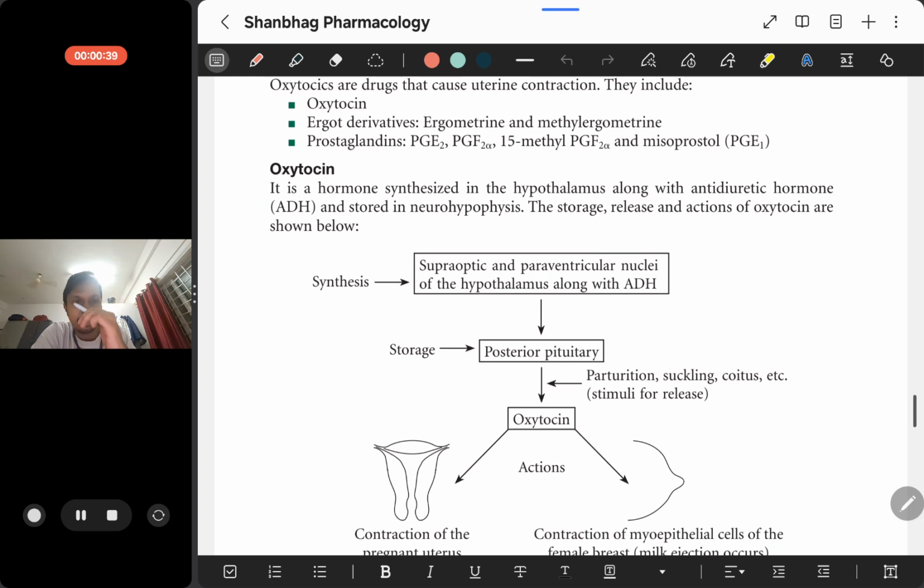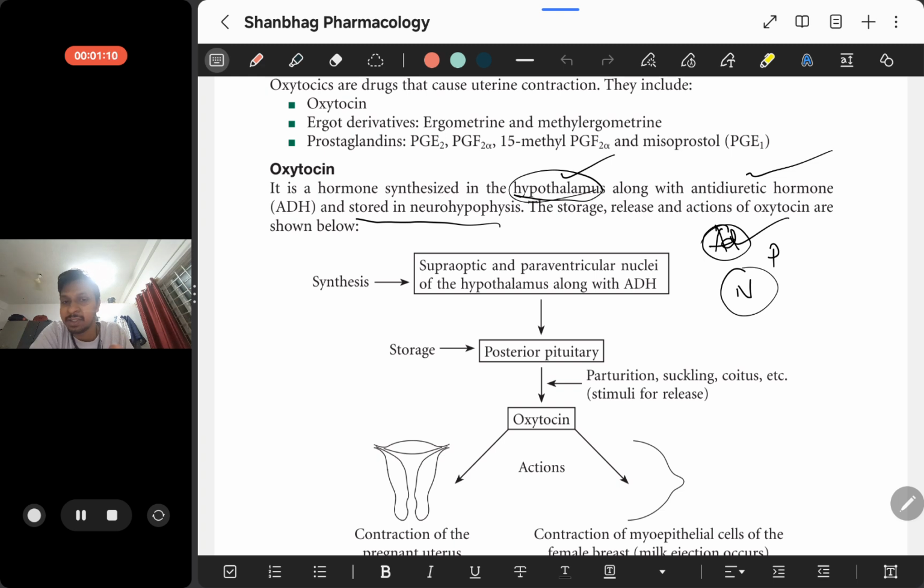Okay, first of all, oxytocin. Oxytocin is a hormone synthesized in the hypothalamus along with the antidiuretic hormone. But even though it is synthesized in the hypothalamus, it is stored in the neurohypophysis. Neurohypophysis is a part of the pituitary gland. There are two parts: adenohypophysis and neurohypophysis. Adenohypophysis is the anterior pituitary, neurohypophysis is the posterior pituitary. So, the oxytocin hormone is produced in the hypothalamus, but it is stored in the neurohypophysis or posterior pituitary.